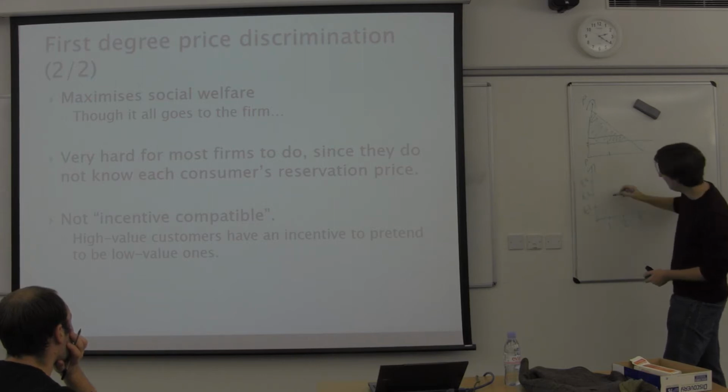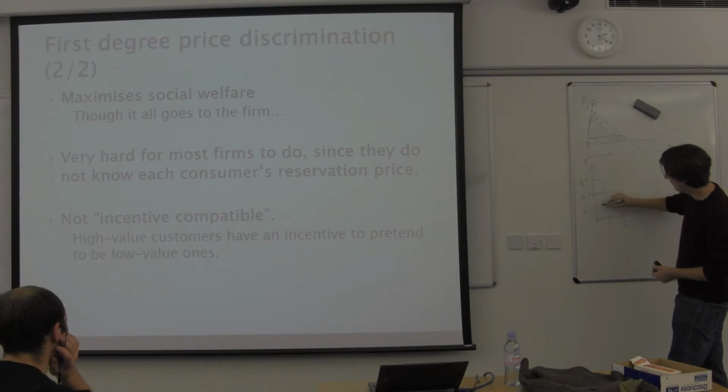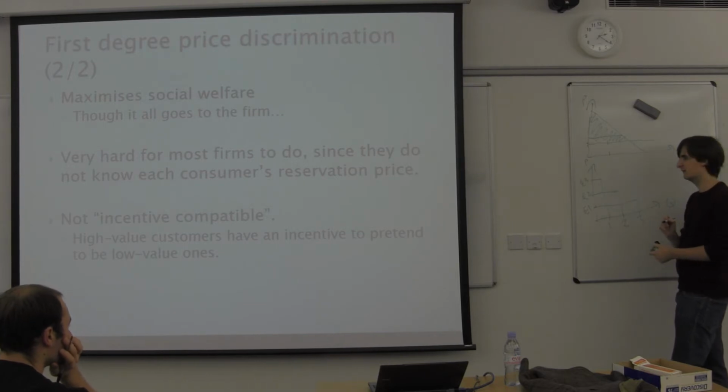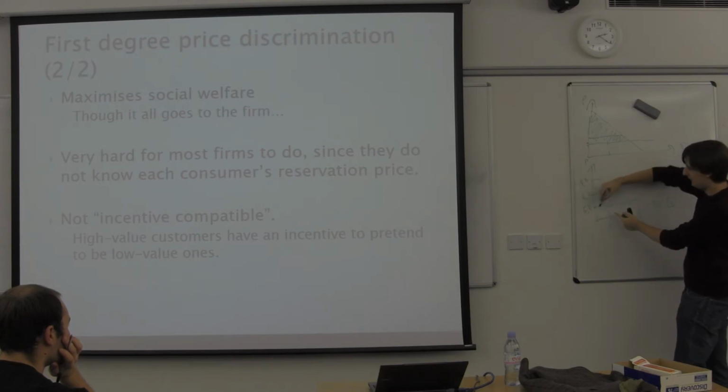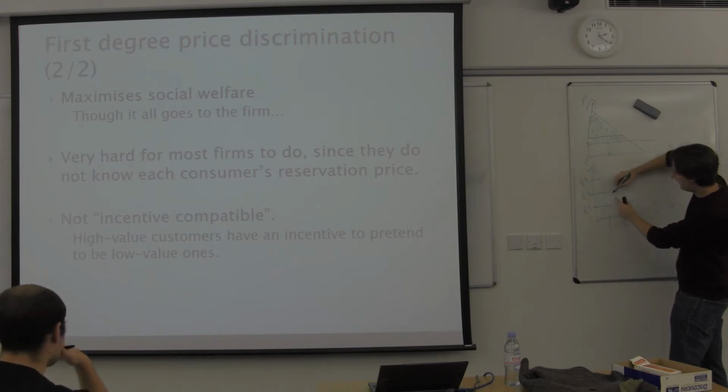Okay, so maybe there's one person who's prepared to pay £1 for the good, 2 people who are prepared to pay £2 for the good, 3 people who are prepared to pay £1 for the good. Okay, so here's a person prepared to pay £3, here are 2 people prepared to pay £2, here are 3 people prepared to pay almost £1. And sorry, I've slightly misled you. There's one person prepared to pay £3.